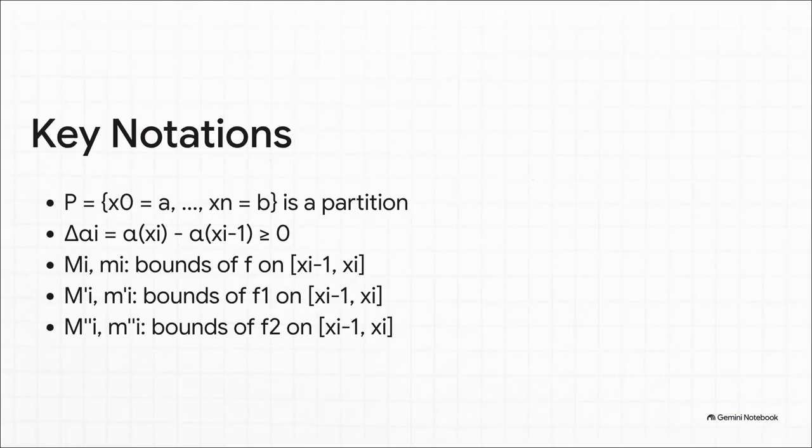Honestly, keeping these variables straight in your head is half the battle won. So P is our partition from A to B. Delta alpha I, now this is absolutely crucial, it's greater than or equal to 0 क्योंकि हमारी function alpha strictly increasing है. फिर आते हैं हमारे bounds. Capital M is for the upper bound and small m is for the lower bound. एक single prime is for f1, double prime is for f2, और जो बिना prime वाले हैं वो हमारे sum function f के लिए हैं.